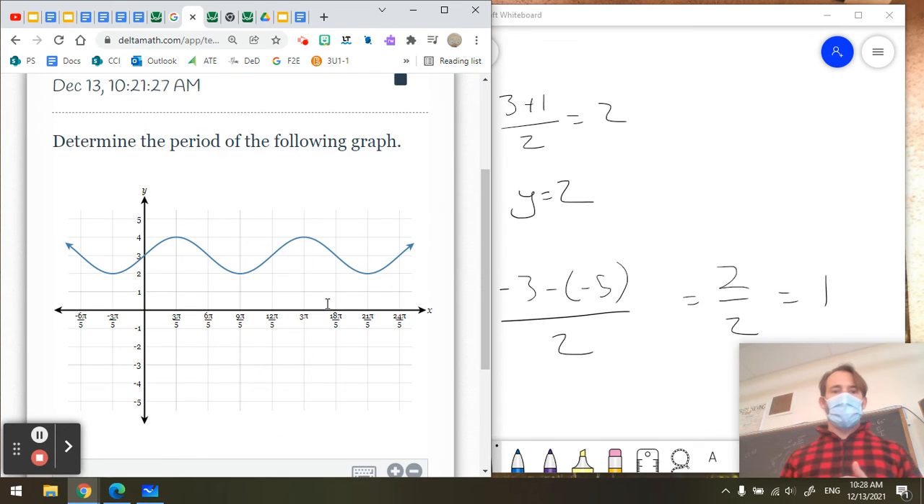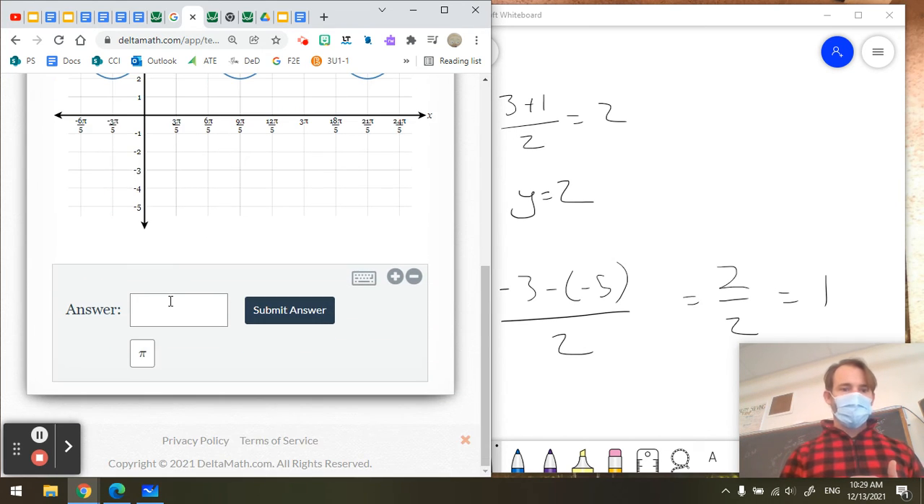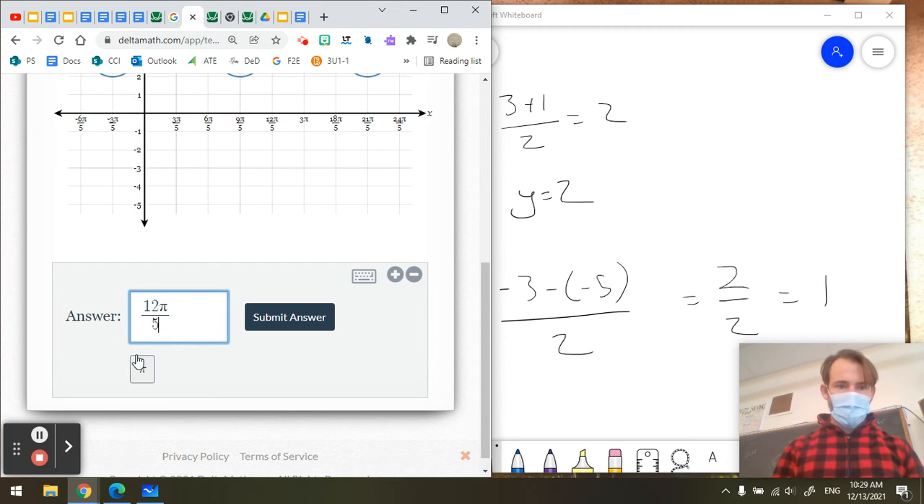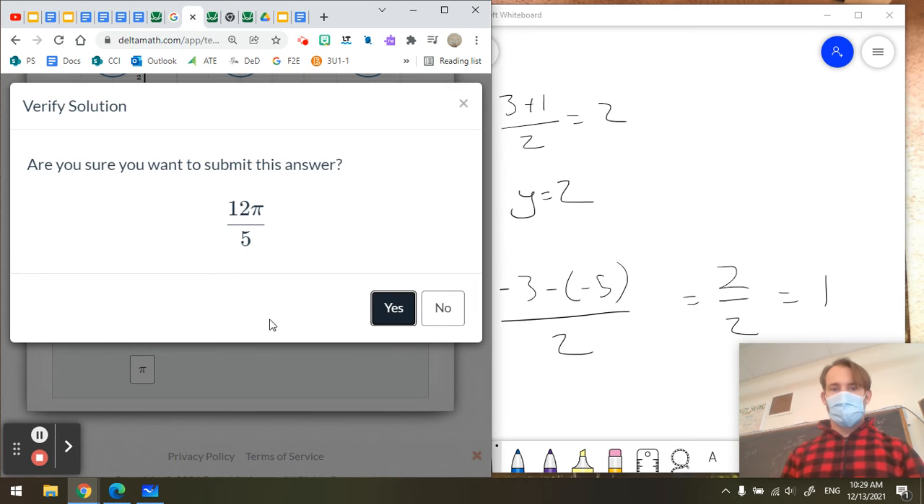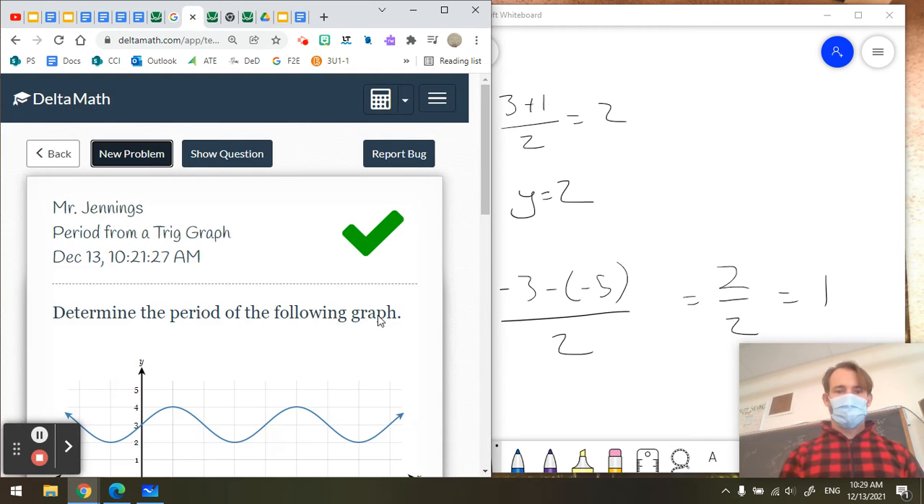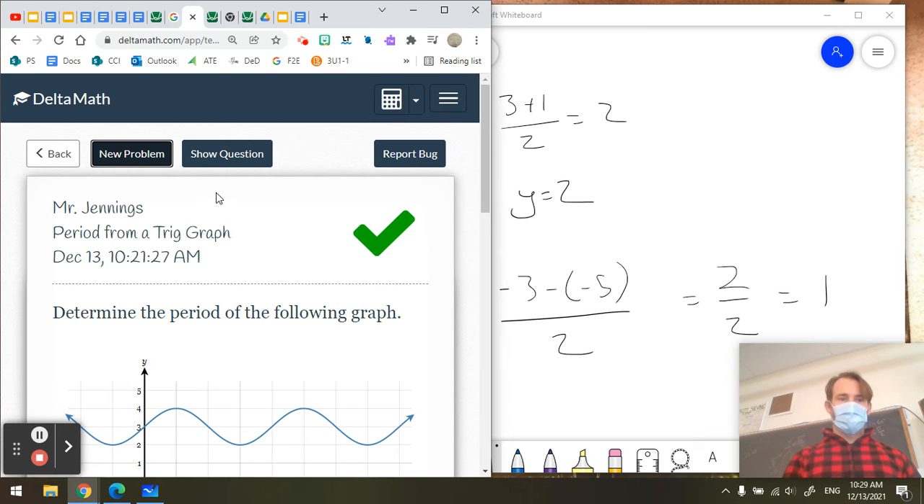Here we're asked to find the period of these different trigonometric functions. So I'm looking from here. I go up, I come down, I go up. Oh, that's where I repeat again. I go up, I go down. Oh, I repeat again. So I notice that it takes me 12 pi over 5 to get through 1 cycle, and then 24 pi over 5 to get through 2. So 12 pi over 5 would be my period. I'm going to say 12 pi divided by 5 is my answer. Do I want to submit it? Yes. There. That's how you do those.